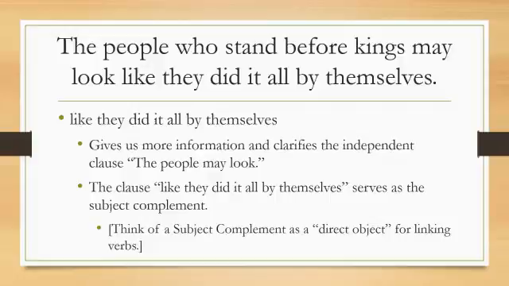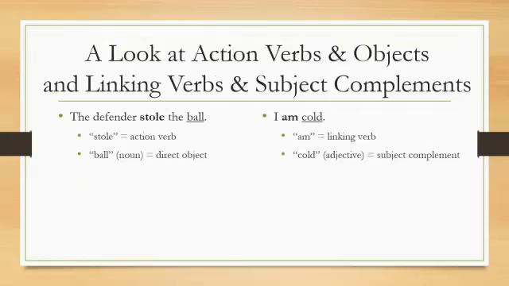So sometimes a clause or a phrase or an infinitive can serve a different purpose, okay? So they might be subjects, they might be objects, they might be serving as adjectives, all of these different purposes. So in this case, like they did it all by themselves, completes the thought, and because we have a linking verb here, we call this a subject complement. And again, the phrase subject complement really isn't important, but you can think of it in a way as a direct object for linking verbs. The main difference is that subject complements don't have to be just nouns or pronouns. They can also be adjectives, and we're going to get to that in a second. So let's take a look.